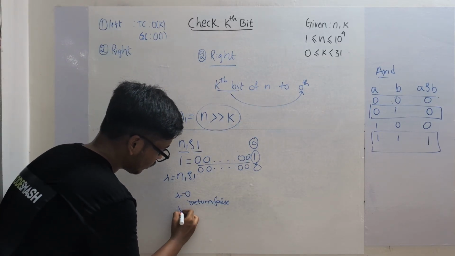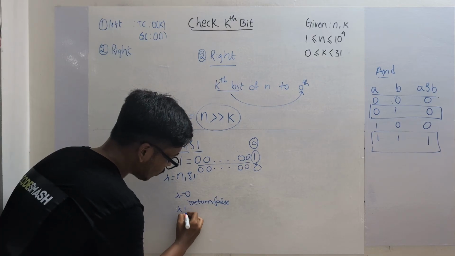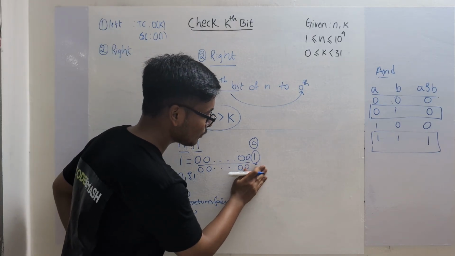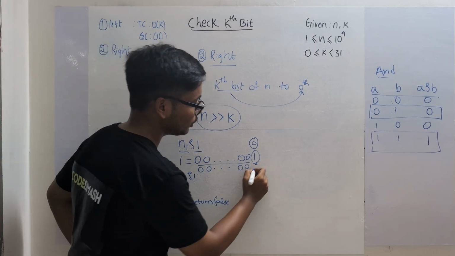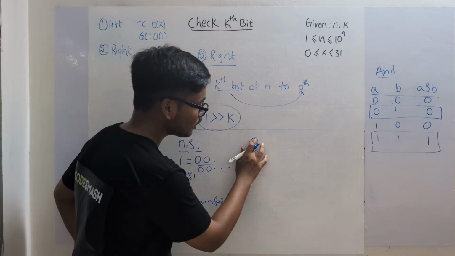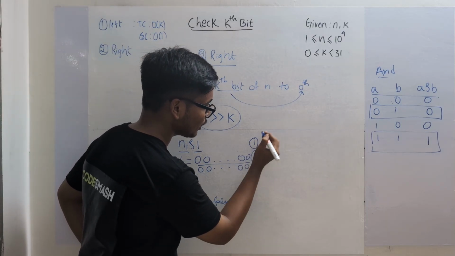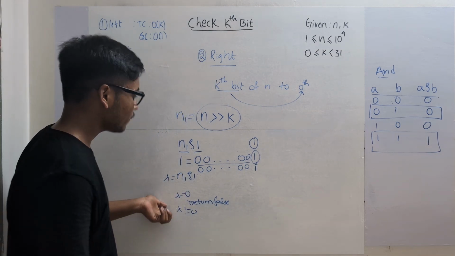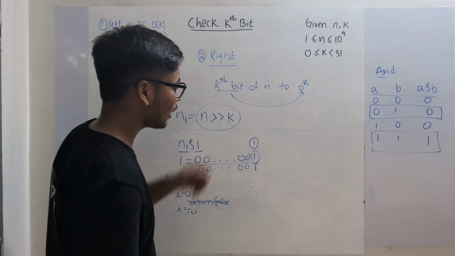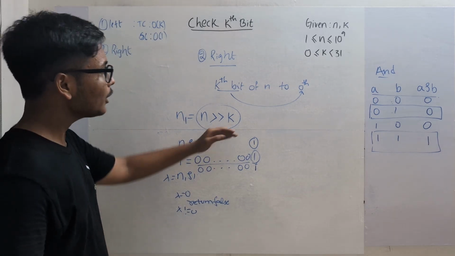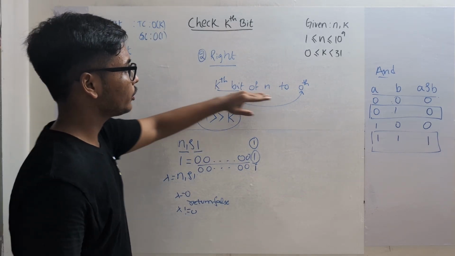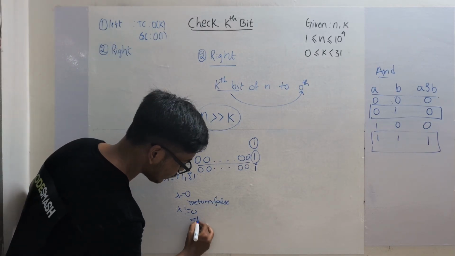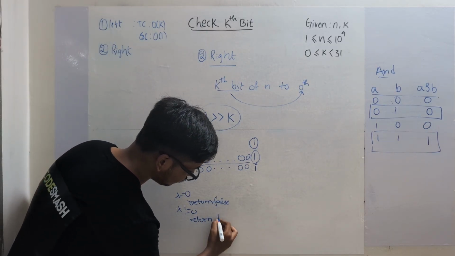Else, if the final output is not equal to 0, it means we are not getting 0 at the last bit of the output. Here we are getting 1, which means the last bit of n1 is 1. So if lambda is not equal to 0, we can tell that the 0th bit of n1 is set. That means the kth bit of n is also set. So if lambda is not equal to 0, we have to return true.